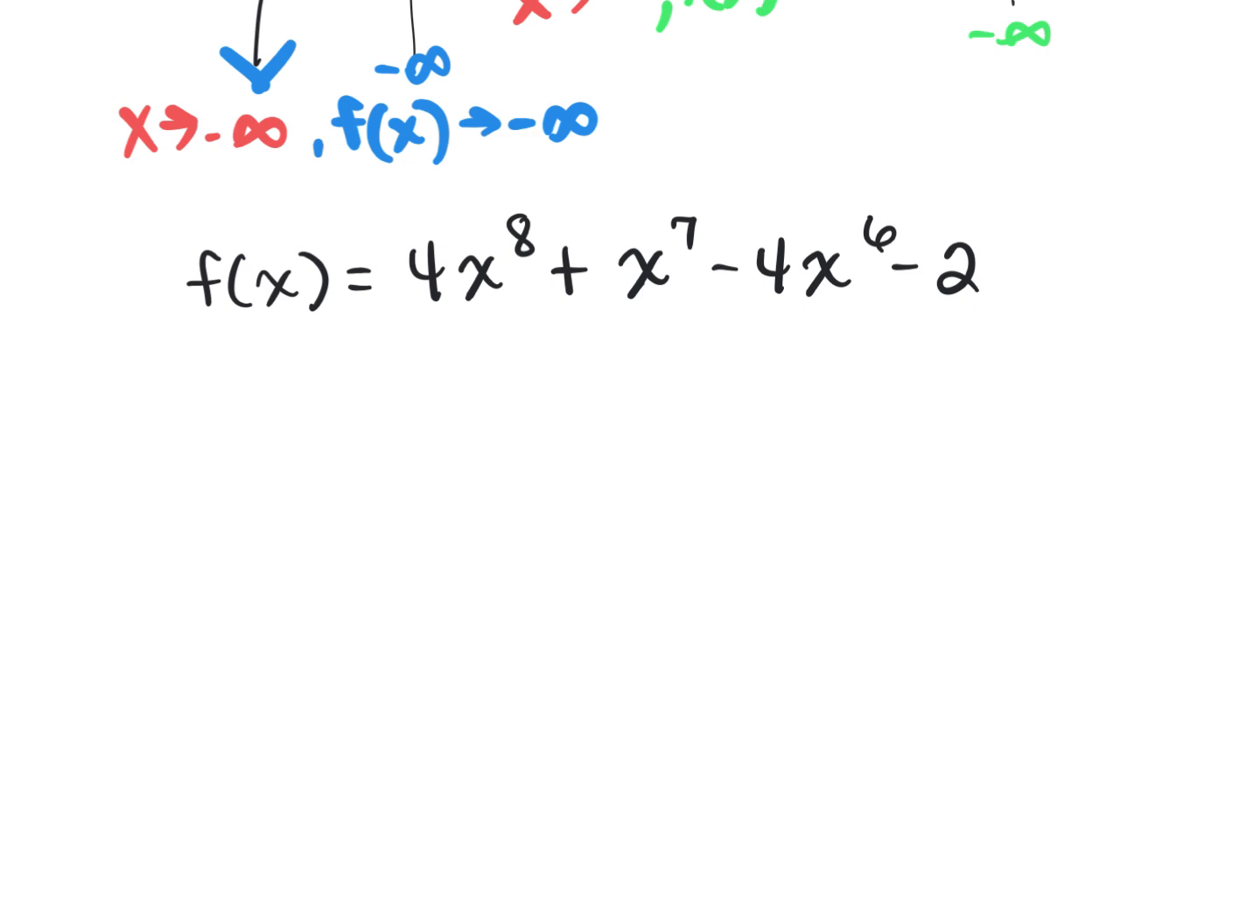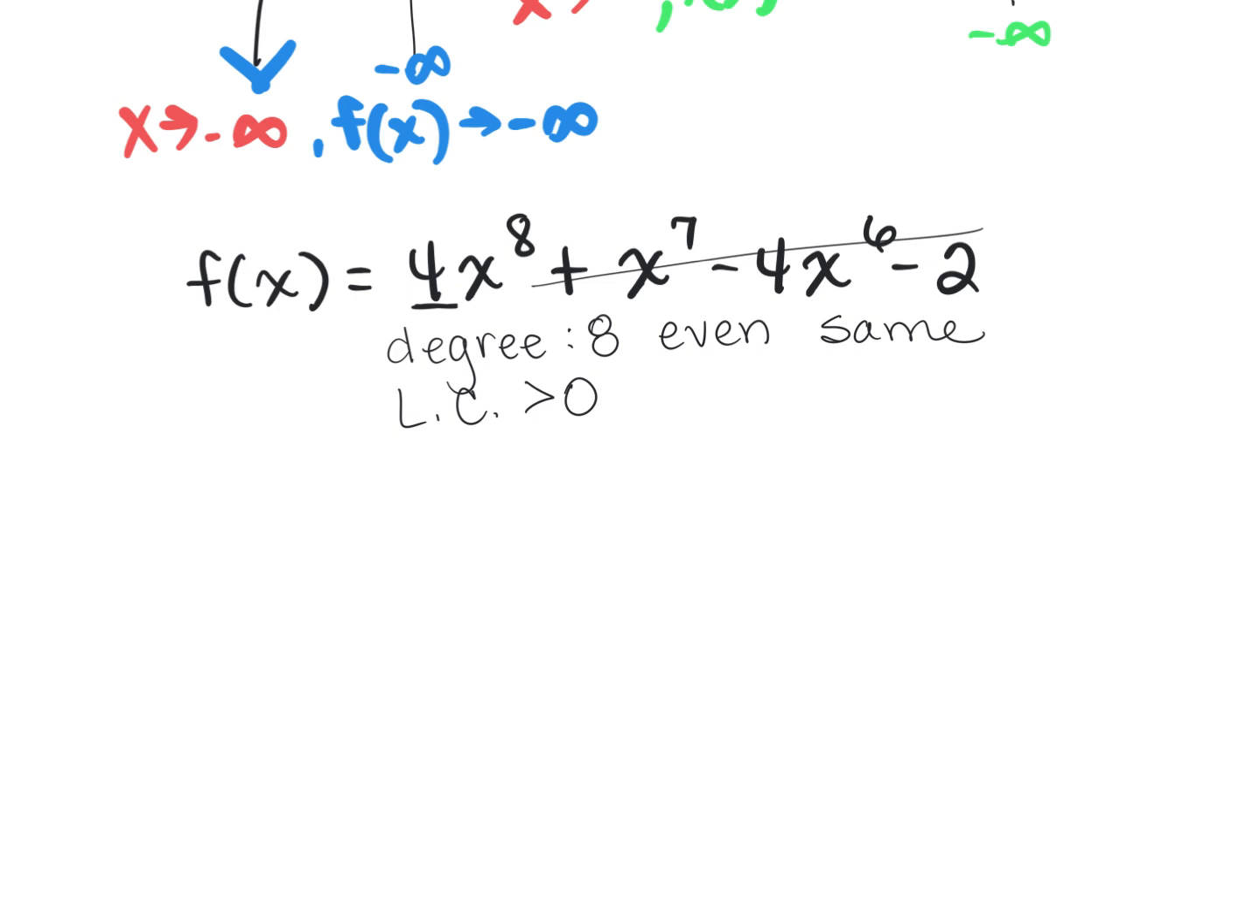So just because I've added more to this, as long as it's in descending order, all of these other terms really don't matter when I talk about end behavior. So in this case, I'm looking at a degree of 8, which is even. And if they're even, then they go in the same direction. And this leading coefficient is a positive 4, so that's greater than 0. So if it's even and your leading coefficient is positive, then we are going to end up having the same direction, and it would be up.